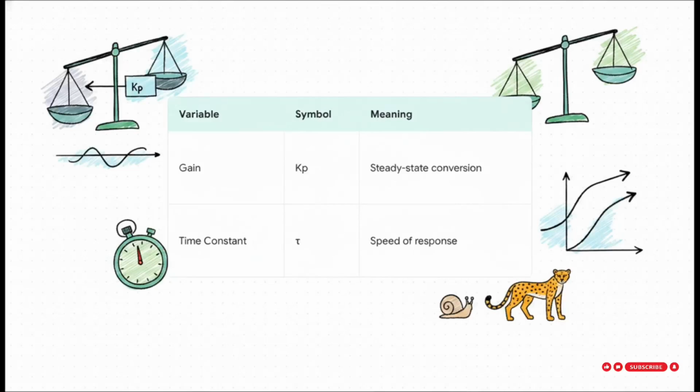Okay, here is a quick study hack. I'm going to break down the two key variables you absolutely need to memorize for your exams: gain and the time constant, or tau. So gain, represented by Kp, is your steady-state conversion factor. It basically just tells you how much the output changes for a given change in the input, once everything completely settles down. On the flip side, the time constant, tau, dictates the actual speed of the system response. A small tau means the system reacts super quickly, while a large tau means it's really sluggish.